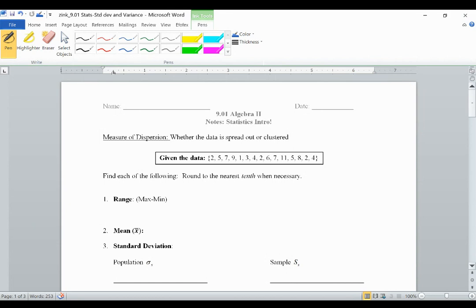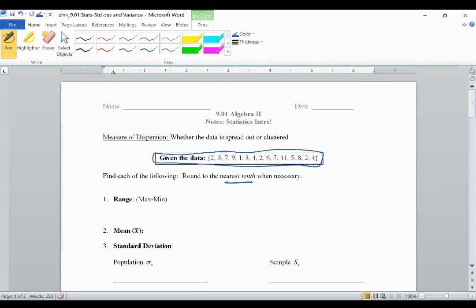So in a couple of the classes, we already talked about a little intro into this, talking about some of these different vocab words. So the measure of dispersion is whether the data is spread out or clustered. I gave you a set of data right here in this box, so you are going to want to use your calculator for this one. And you want to find each of the following, rounding to the nearest tenth when necessary.